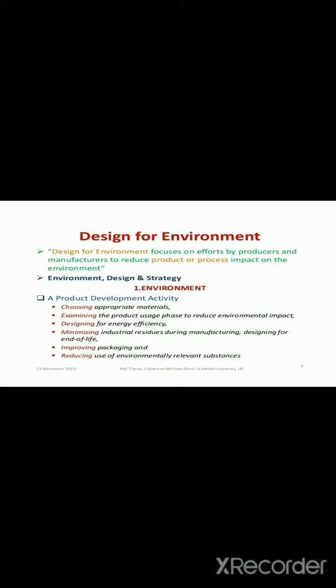First one is choosing appropriate material. Second one is examining the product usage phase to reduce environmental impact. Next step is designing for energy efficiency. Next step is minimizing industrial residues during manufacturing. Designing for end of life. Next step is improving packaging, and last step is reducing use of environmentally relevant substances. So these are the steps for designing of environment.